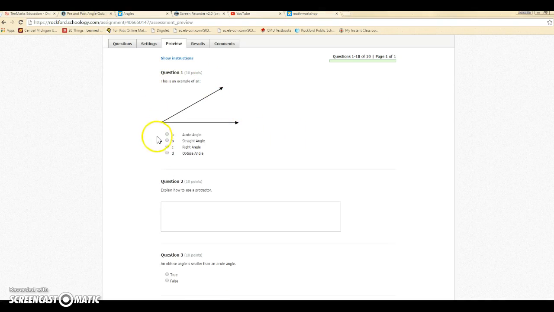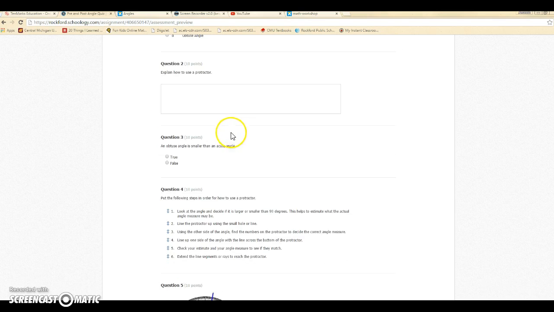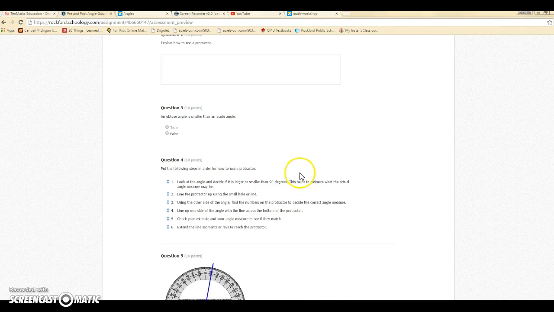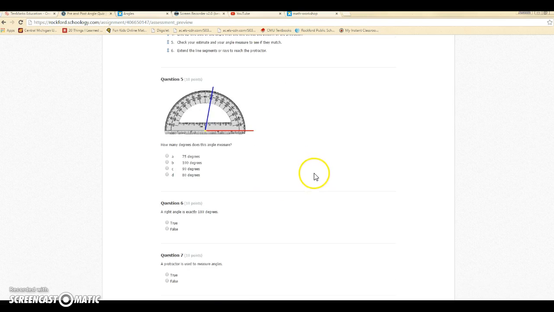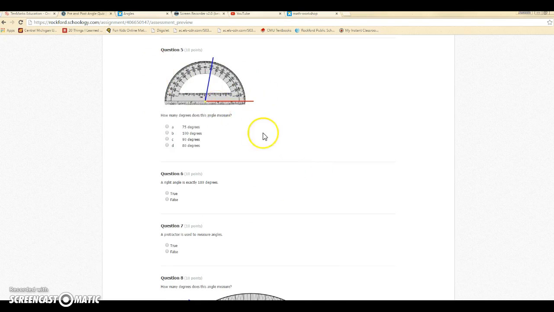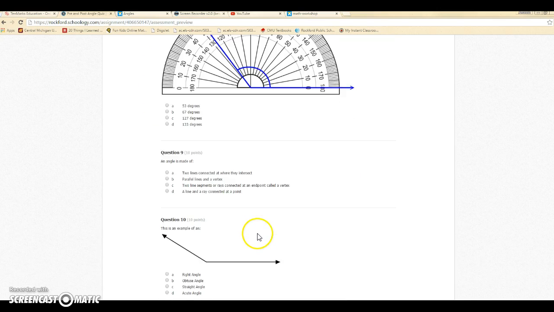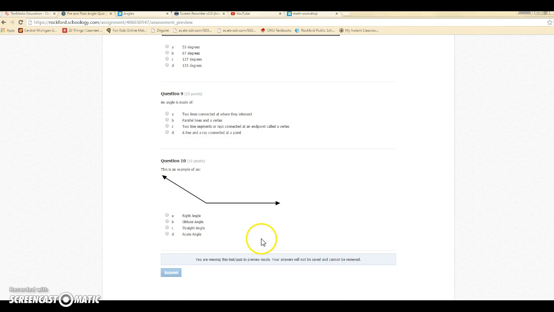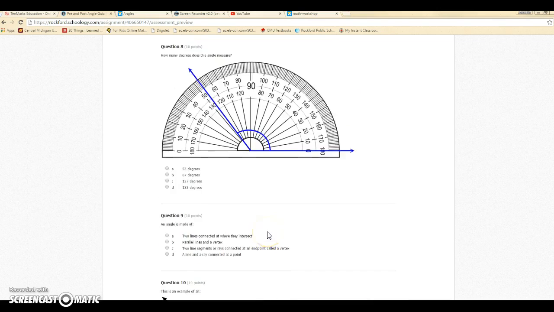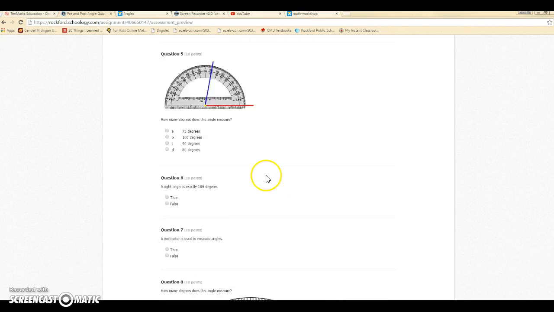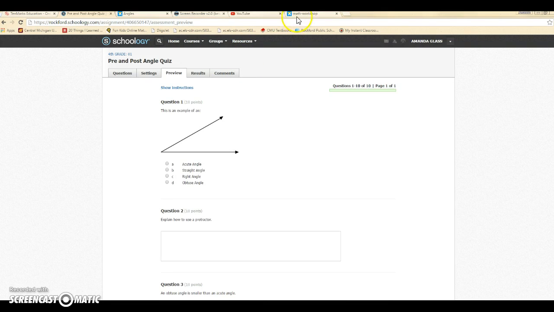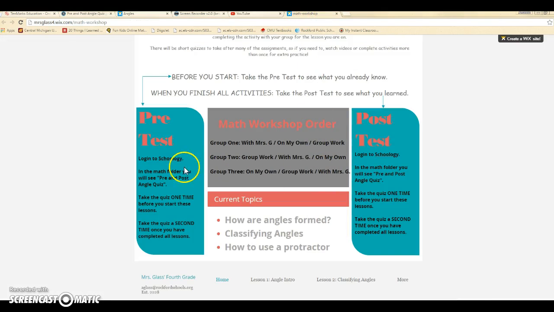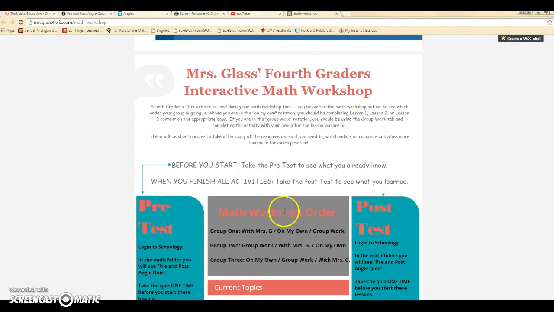I will read it to you, but it asks them questions about different angles, explaining how to use a protractor, actually visualizing it, seeing what they know already coming into it. So that would be what my pre and post test would be. And then that is found in Schoology. So my students know their Schoology login and they would go into it through that.